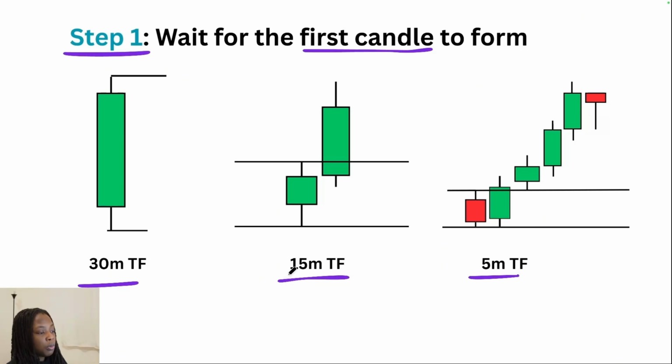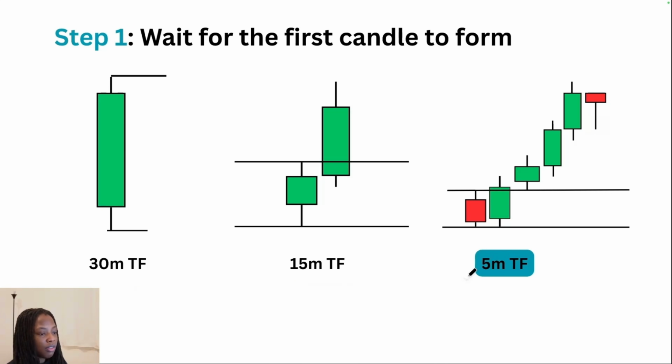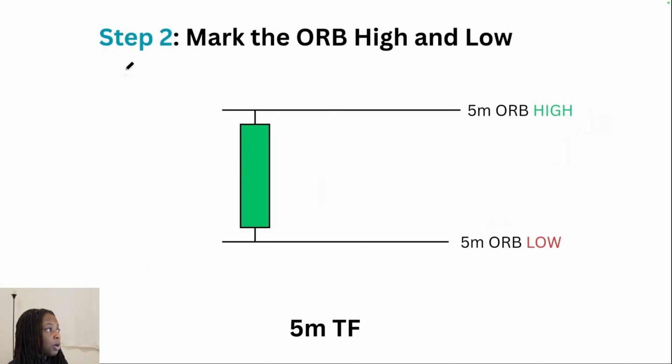You could also be like, oh, I want to trade the 15-minute because it's the happy medium between the 30-minute time frame and the 5-minute time frame. It's up to you. But for this example, I will be using the 5-minute time frame to illustrate how to trade it. Step number 2, you want to mark out the opening range high and low.